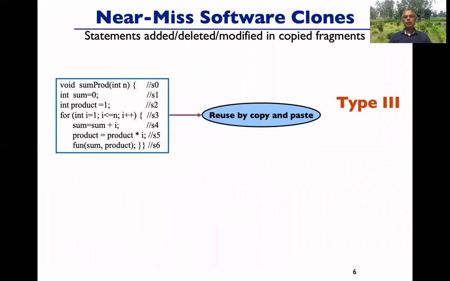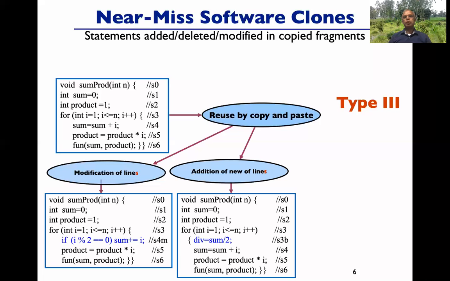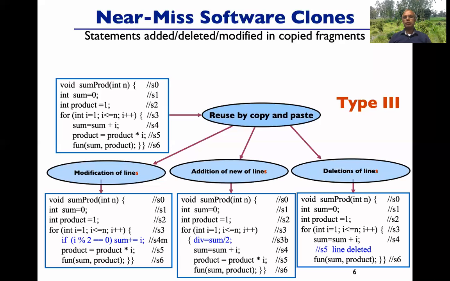And then we have type 3, which happens the most. This is where you copy and paste, and then maybe you make significant modifications, like modifications of lines, addition of new lines, or deletion of lines. And it's not only for one, it could go as long as you need for your context.